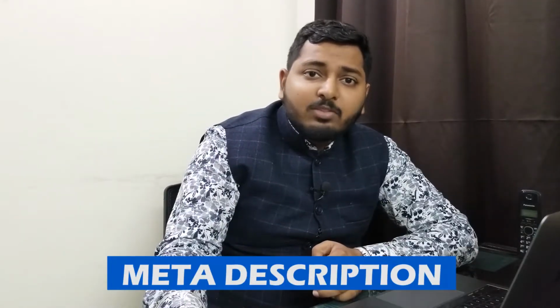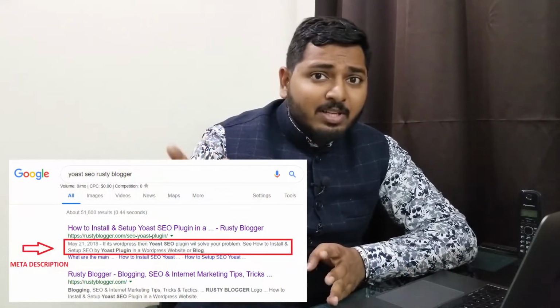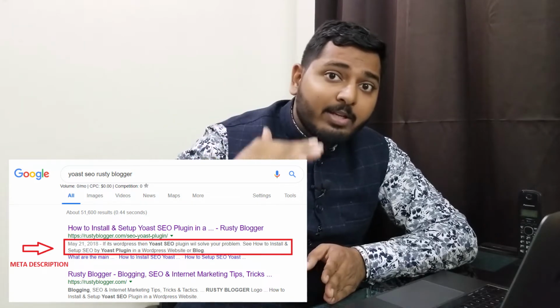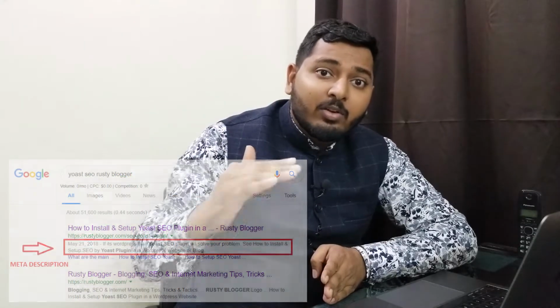So let's talk about meta description. Meta description is a very important ranking factor. As you know, meta descriptions are the description which is shown in the snippet below the title tag in search engine results. So it should be very optimized. We should put a keyword in our meta description and make it meaningful, and the length of the meta description should be 150 to 160 characters.